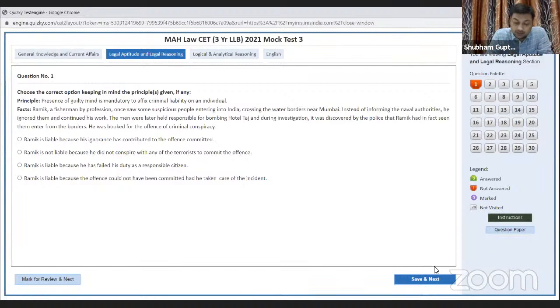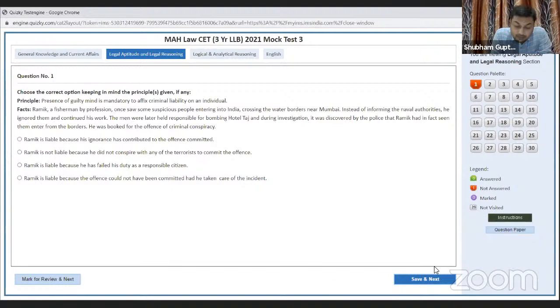Now comes the most important section, and this section should be very quick for you, and you should be very good with this section. Let's start this section. Presence of guilty mind is mandatory to affix criminal liability on an individual. So the principle says guilty mind is important, right? So you should have a guilty mind.